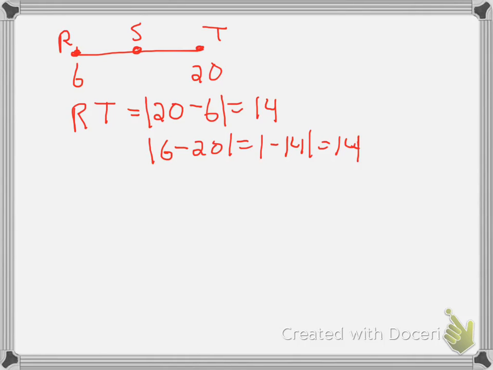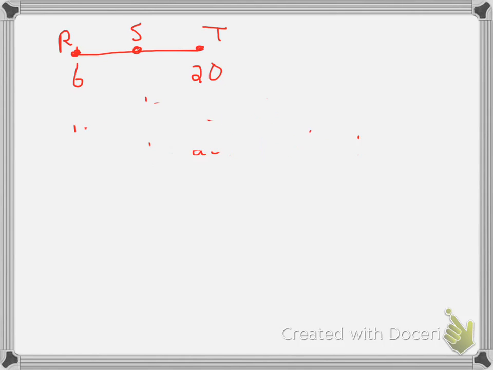On problem number 23, the same 3 points, so your answer if that last one was 14, same 3 points, different coordinates, and one more thing. This time R is at 3, T is at 19, and S is the midpoint. That means it's right in the middle between R and T.